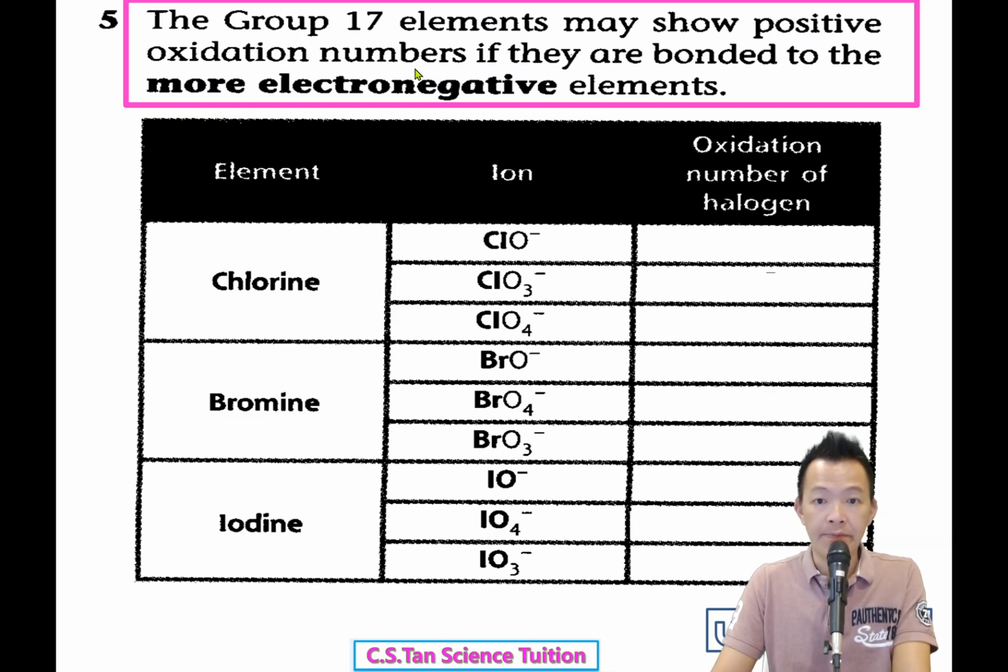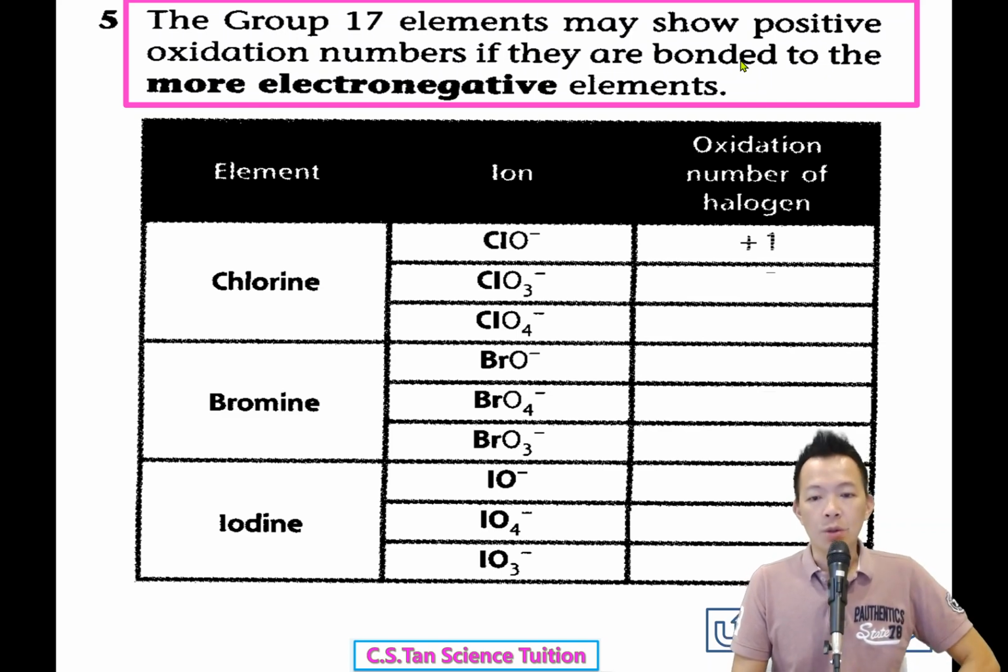oxidation number when they're bonded to the more electronegative elements, so sometimes they can become positive. It was originally negative, but sometimes when it becomes positive, don't panic and don't be scared. It's a small matter. So whatever answer you get is the answer, don't be afraid, understand?